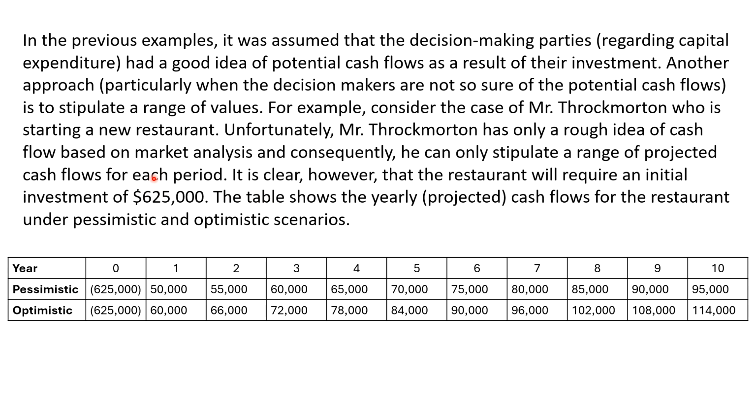So in each case, this range is based on an initial investment of $625,000. So we see that Mr. Throckmorton has a pessimistic prediction based on his initial investment over 10 years. And then he has a more optimistic prediction based on his initial investment over 10 years. So you can see that it's pretty much more in each year. So let's look at the NPV in these two cases and do some comparisons. I'll show you that on the next slide.